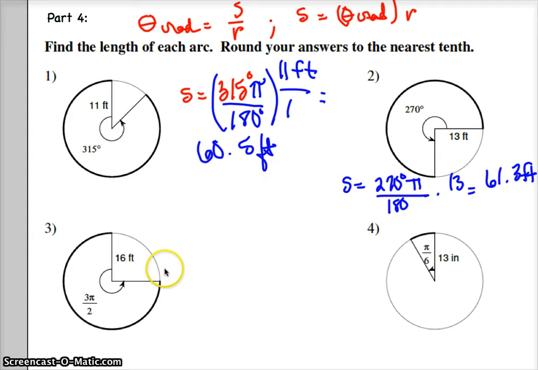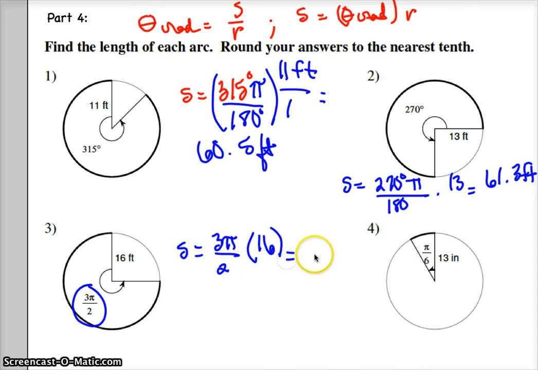I'm going to work one more example with you, and then I'll leave you to finish this handout for homework. On example 3, our arc length is shown here. And this time we're given theta in radians. Because theta is already in radians, we do not have to take the time to convert. So that's 3 pi over 2 times 16 feet as our radius. And so we calculate that as 18.8 centimeters as our arc length.